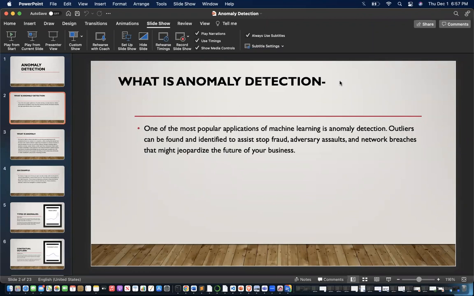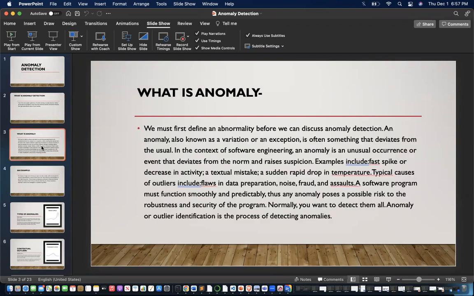So, firstly, what is anomaly detection? One of the most popular applications of machine learning is anomaly detection. Outliers can be found and identified to assess and stop fraud, adversary assaults, and network breaches that might jeopardize the future of the businesses.